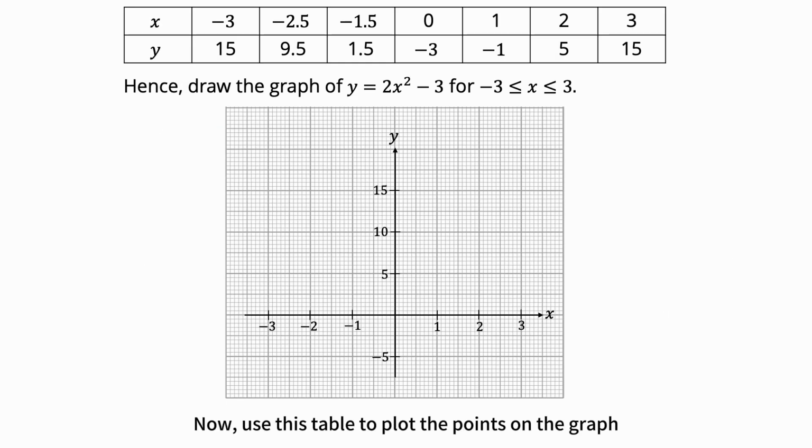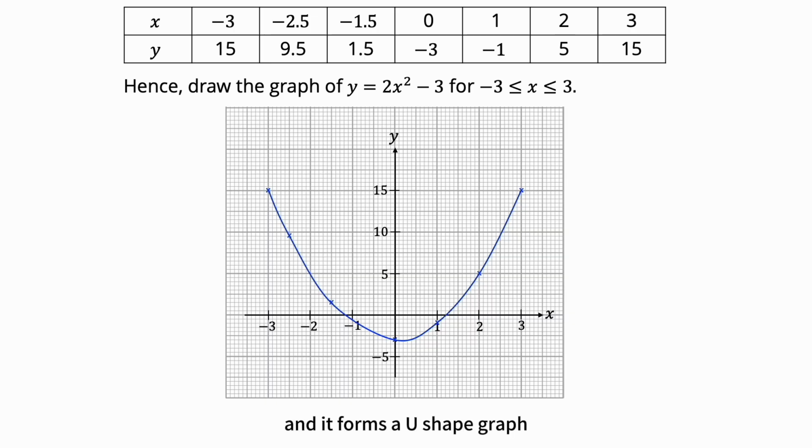Now, use this table to plot the points on the graph. The point, minus 3, 15. Minus 2.5, 9.5. Minus 1.5, 1.5. 0, minus 3. 1, minus 1. 2, 5. And 3, 15. Join the points with a curved line, and it forms a U-shaped graph.